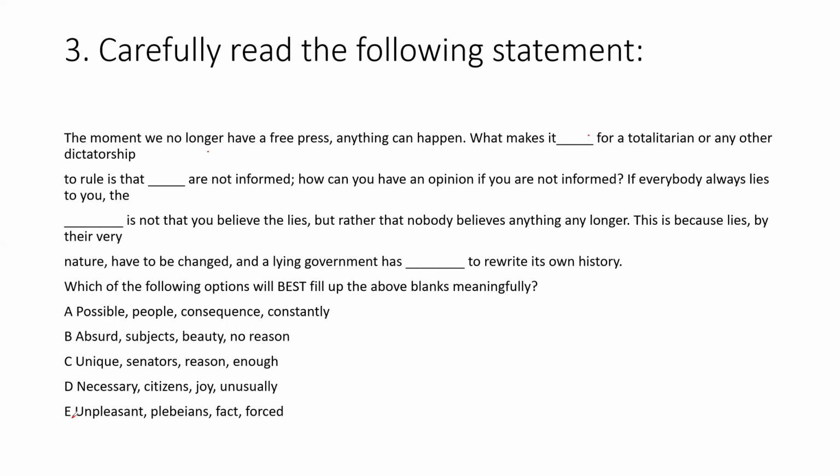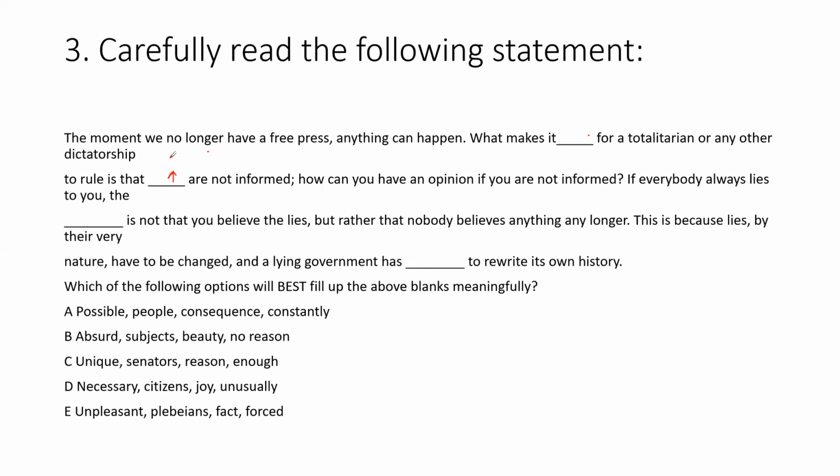The moment we no longer have a free press. So the author is talking about the notion of free press. It says, the moment we no longer have a free press, anything can happen. What makes it dash for totalitarian or any other dictatorship to rule is that dash are not informed. So who are not informed? We're not talking about the dictator's immediate subordinates.